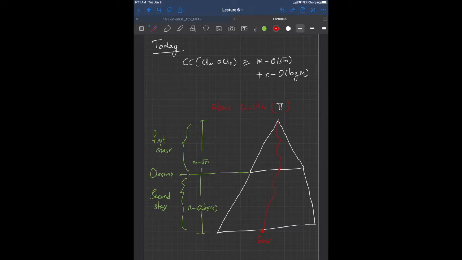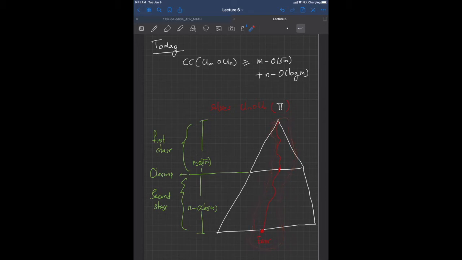We start with a protocol that is more efficient than this. We assume that the communication complexity of this protocol is basically m minus order square root m plus an additional n minus order log m, and then we'll prove that this protocol would make an error. Using an adversarial strategy, we would craft a certain set of inputs, and then you use those inputs to find a path from the root to the leaf, such that on that path the protocol makes an error.